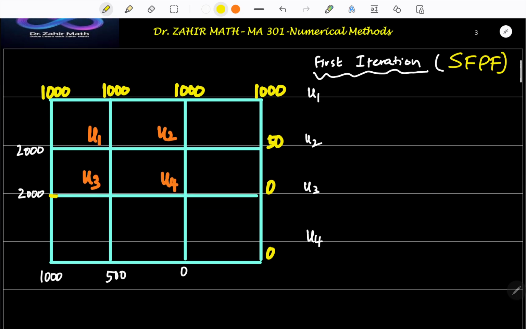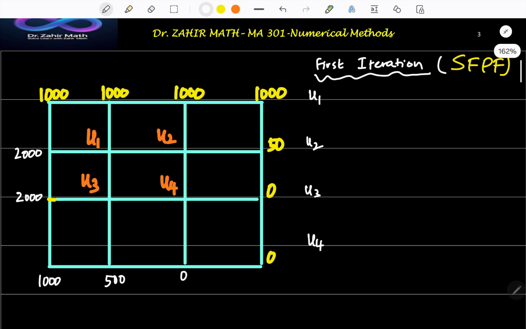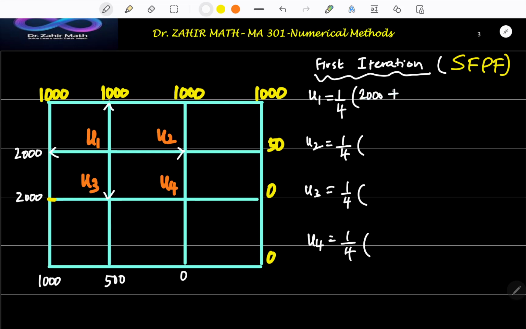So with the standard 5-point formula, u1 equals 1 by 4 bracket open. For u1 you go this side and this side, then this side and this side. So you are going with this one 2000, right? And then plus you are coming this side, which is u2. So 2000 plus u2 plus 1000, plus u3. Am I right? Yes. Write the formula. I'll come back to you on what to do.